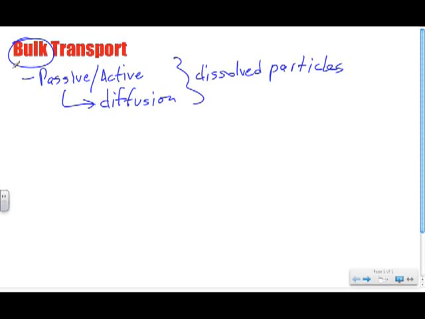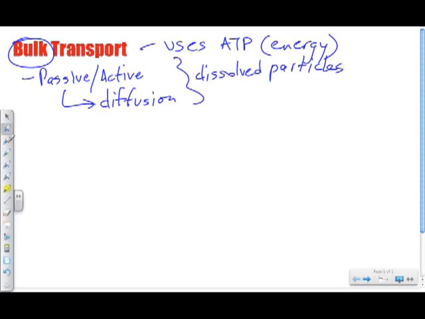So we've got a process called bulk transport, which is very similar to active transport. Bulk transport also uses ATP as its source of energy. Now, there are two forms of bulk transport.